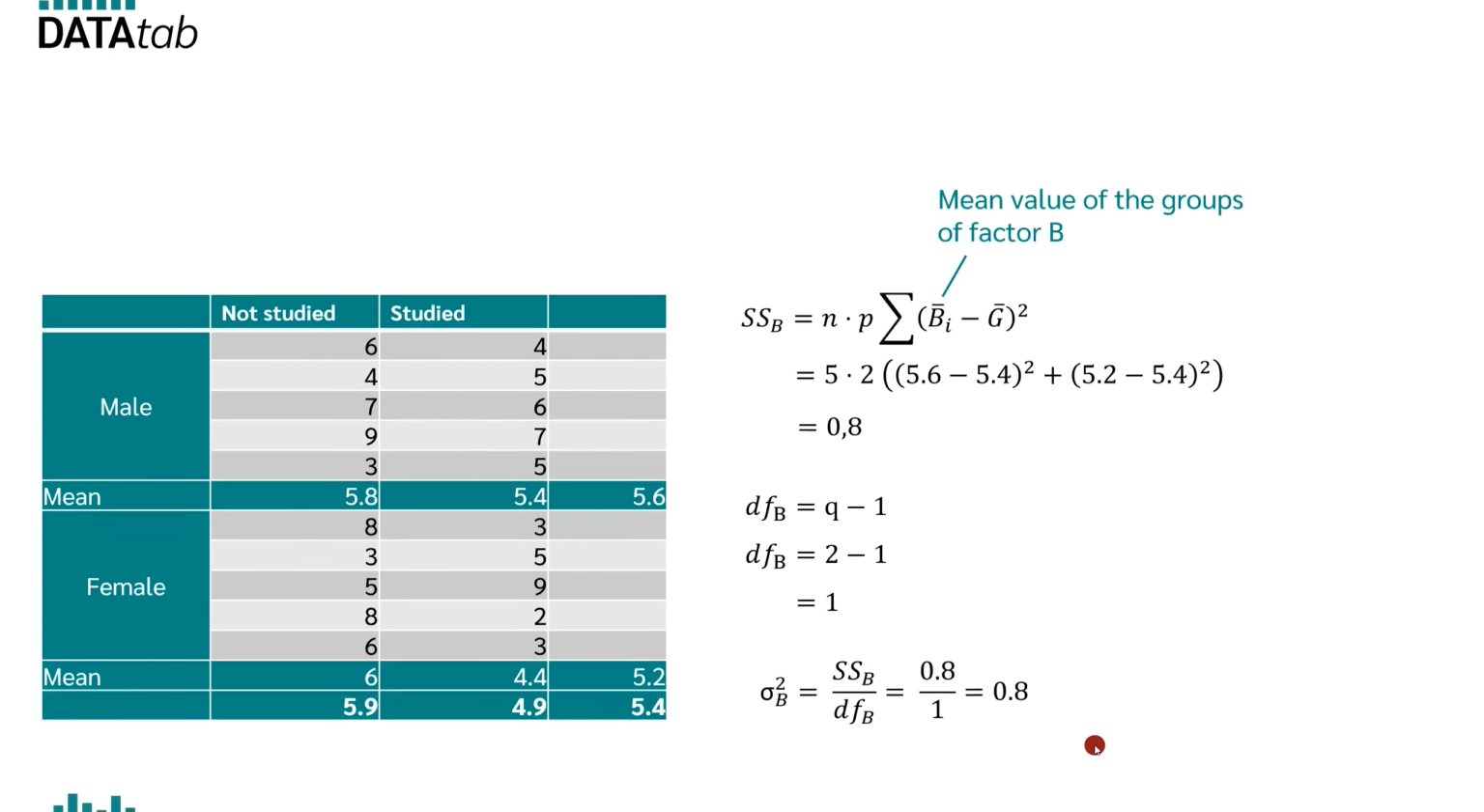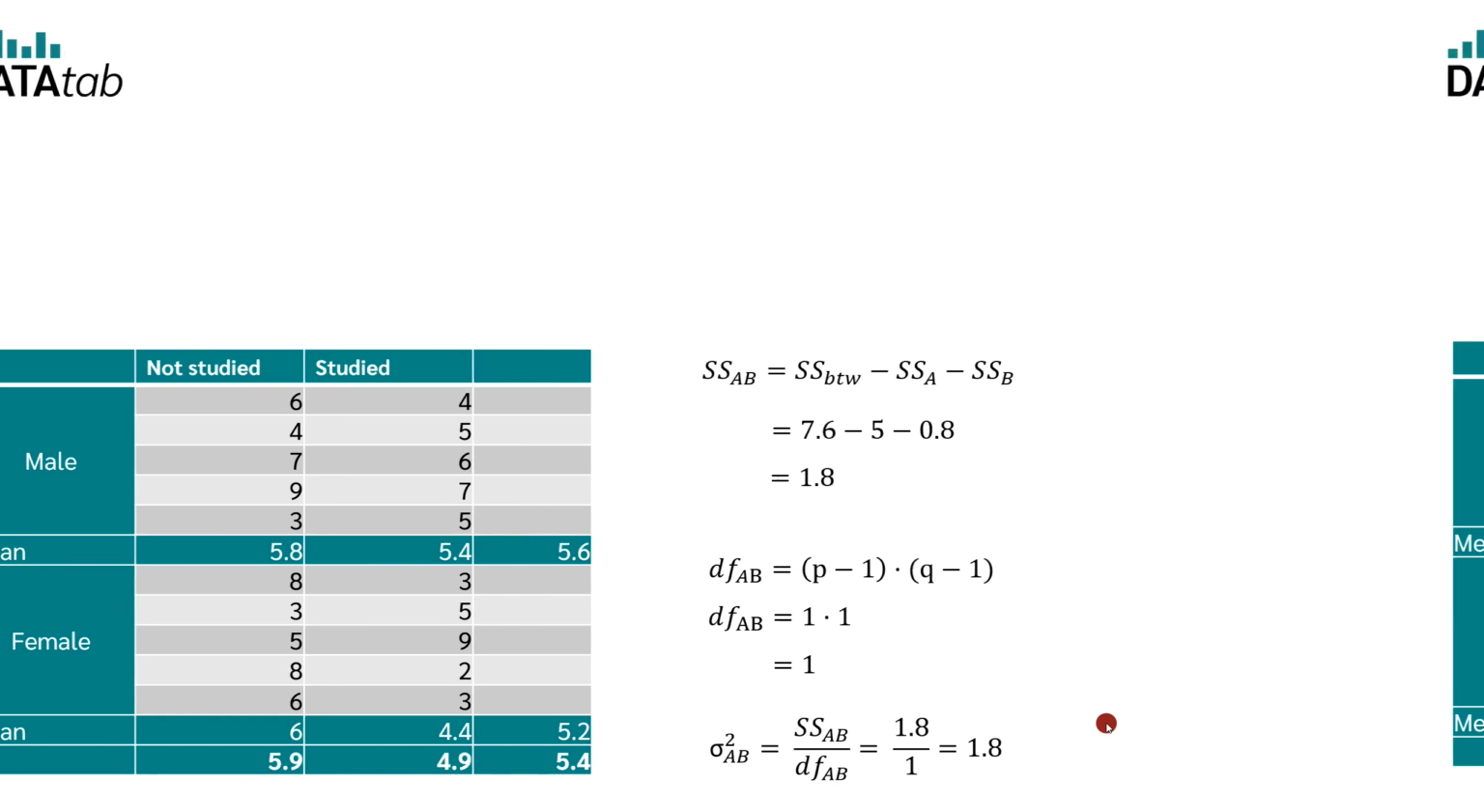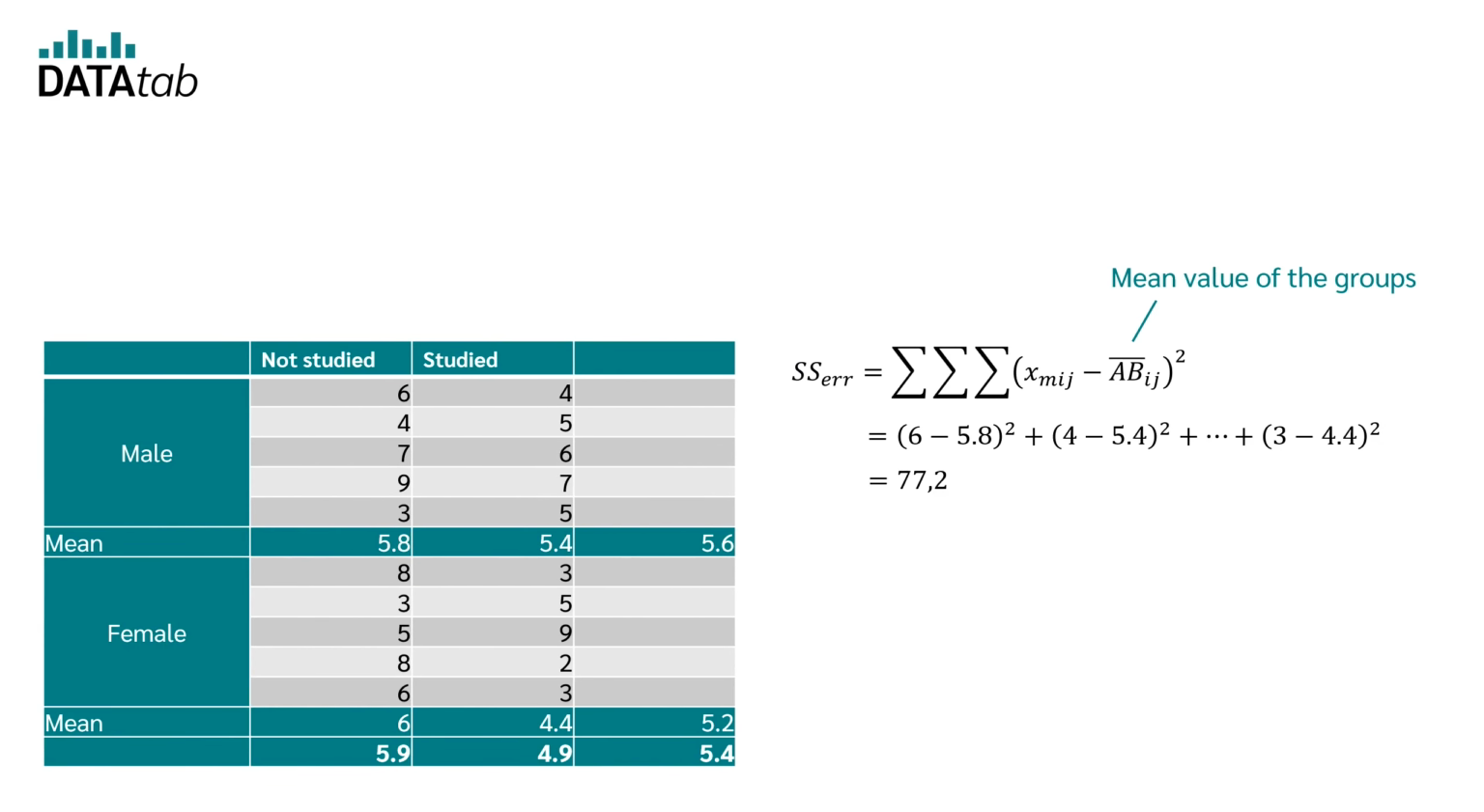Now we can calculate the sum of squares for the interaction. We obtain this by calculating the sum of squares between minus the sum of squares of A minus the sum of squares of B. For the interaction, we get a variance of 1.8. Now we have almost done it. Finally, we can calculate the sum of squares for the error.